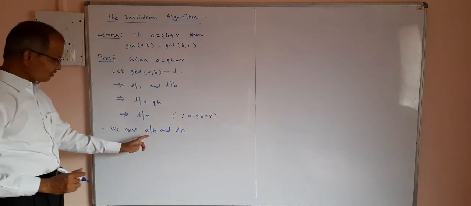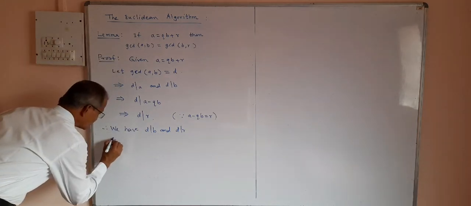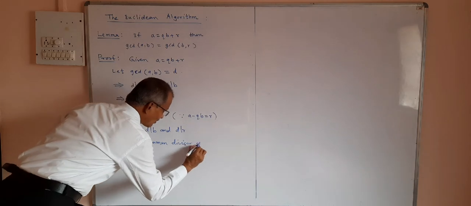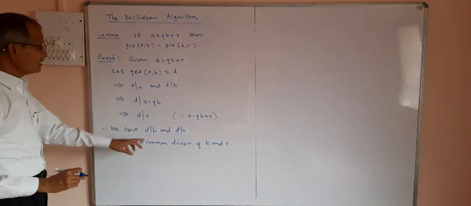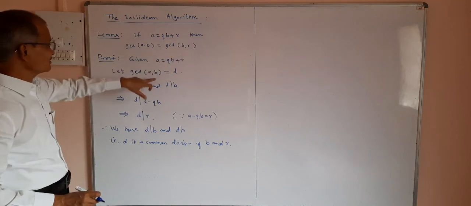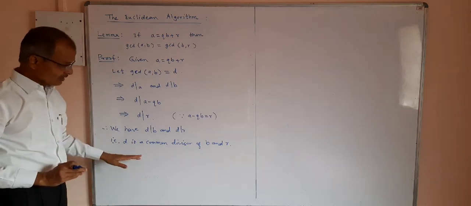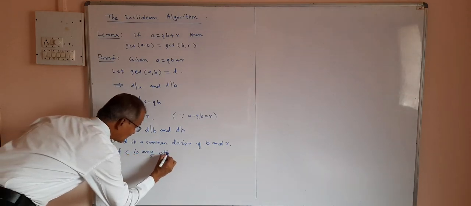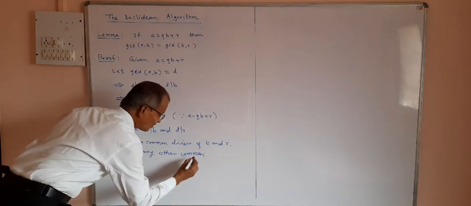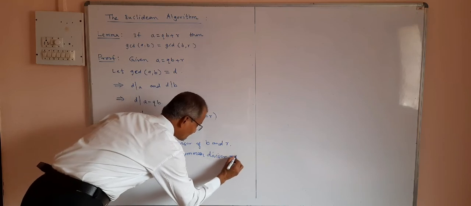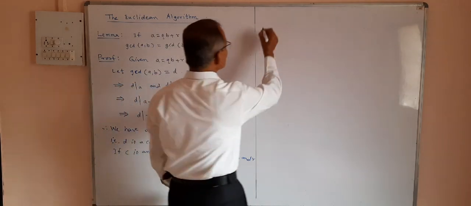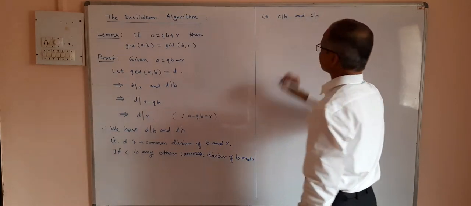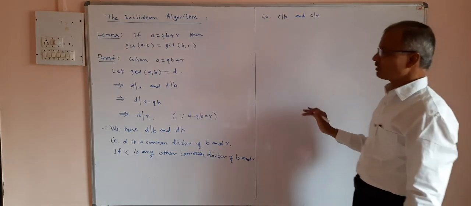And this shows that D is a common divisor of B and R. But we want to show D is the greatest common divisor of B and R. These are equal, meaning this we assumed as D. So the second property we shall consider: if C is any other common divisor of B and R, that is, C divides B and C divides R. Now if C divides B and C divides R, C divides a combination of it.